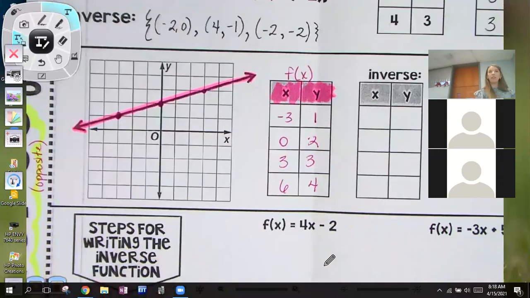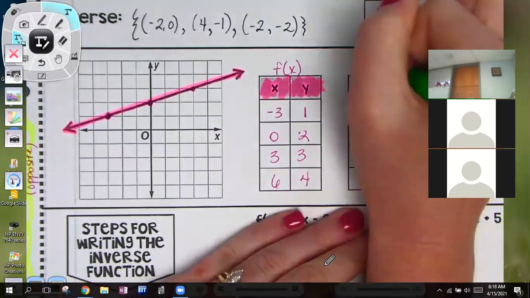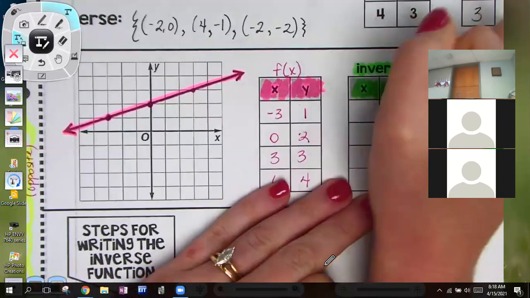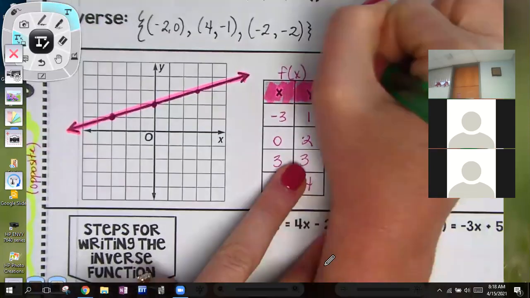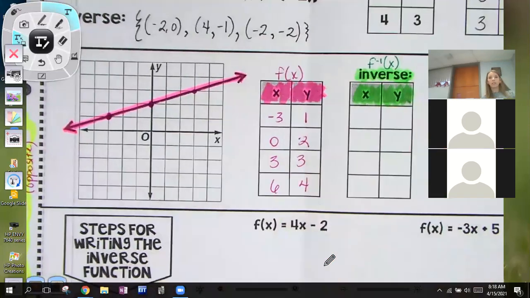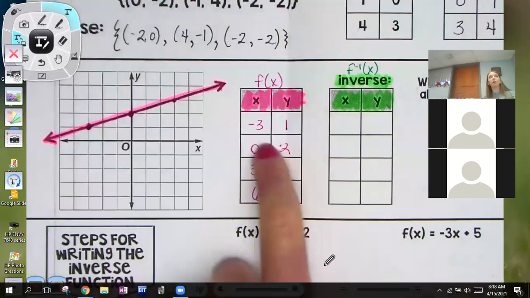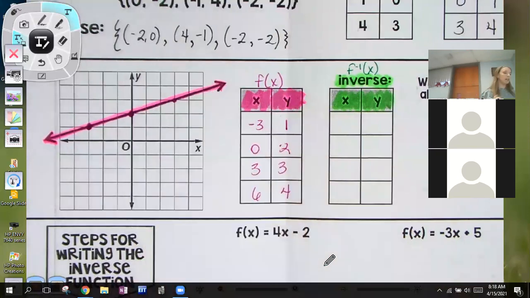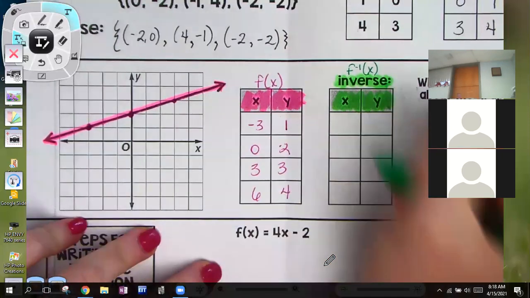Okay, so now that we have that, it's really easy to come up with those coordinates if we have a graph. So now we can simply find the inverse. This time they just wrote inverse, but we know that there's a symbol for the inverse: f of negative 1 of x. Because we learned it in the first step up here, we can simply switch our x and y's, right? What is the inverse of -3, 1? 1, -3.